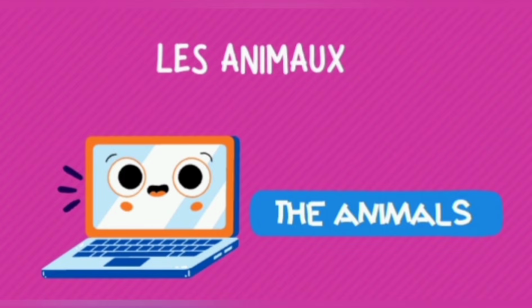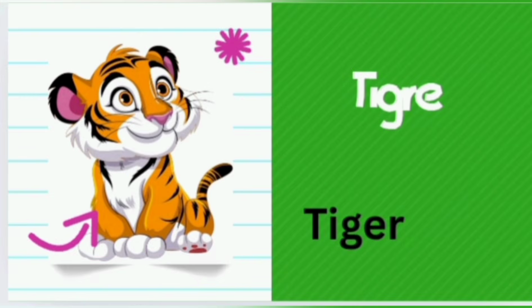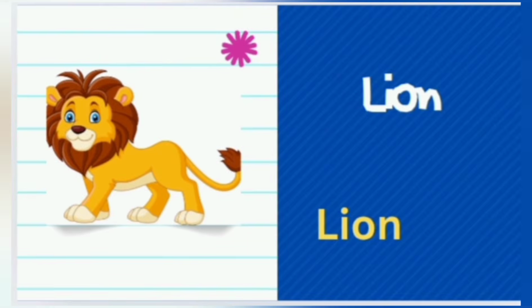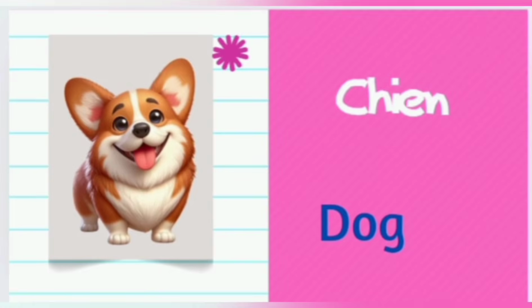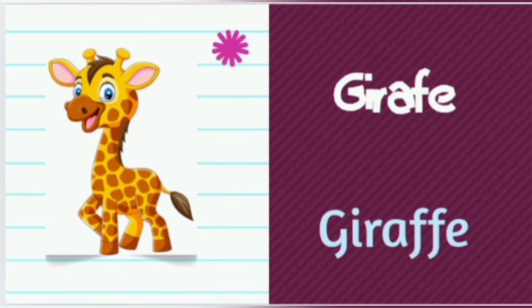Now, the names of animals. Les animaux. We begin with tigre, tiger. Lion, lion. Singe, the monkey. Chien, dog. Giraffe, giraffe.